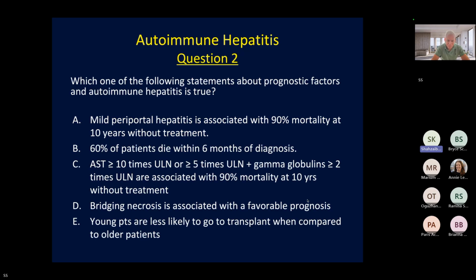And I think I know the answer to this question. So I think C. AST greater than 10 times the upper limit of normal is associated with a poor prognosis. That's it.